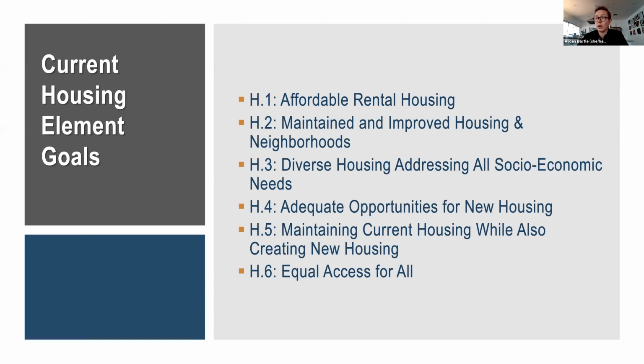So, the goal in our last cycle and really in all cycles is we were trying to achieve equity through inclusion and affordable housing and rental protections. And so from our last cycle of the housing element, our 6 goals were affordable rental housing, maintaining and improving housing in neighborhoods, diverse housing addressing all socioeconomic needs, adequate opportunities for new housing, maintaining current housing while also creating new housing, and equal access to housing for all.